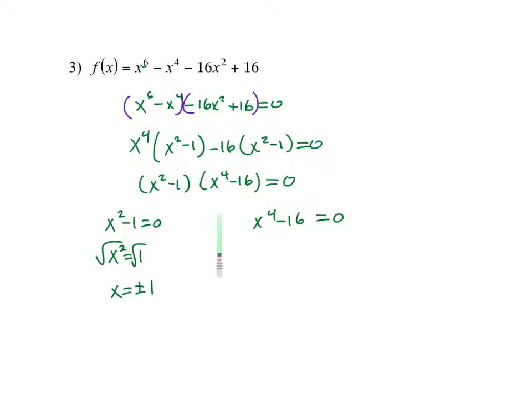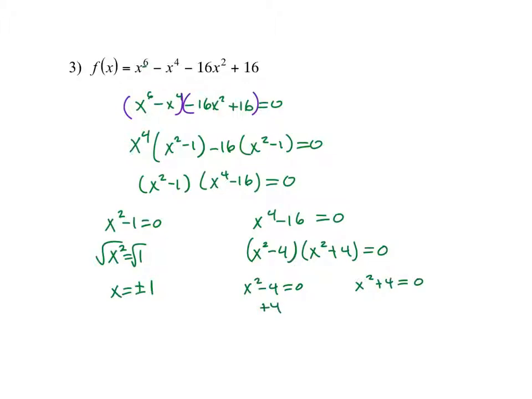Anything else that is not 2, I cannot use that. So this one I have to factor. But I can factor it as a difference of squares. So (x squared minus 4) times (x squared plus 4) equals 0. Right? So x squared minus 4 equals 0, and x squared plus 4 equals 0.